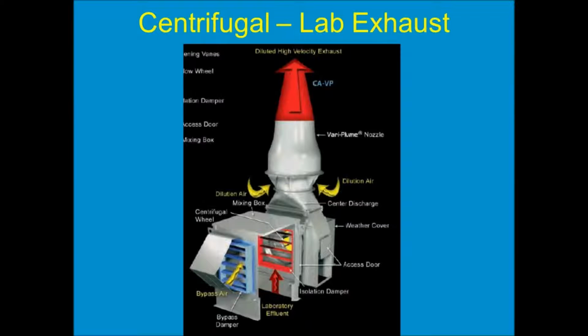The air is drawn into the fan. It turns 90 degrees off the wheel and then follows the shape of the fan housing straight up. And being lab exhaust, this one has a nozzle on the top with an induction type nozzle to dilute the air, get a high plume, and it's a good fit for laboratory exhaust.